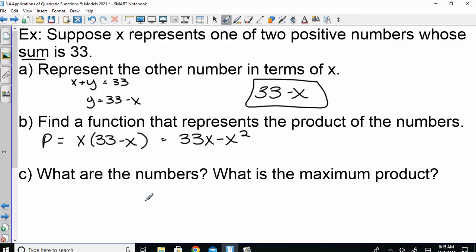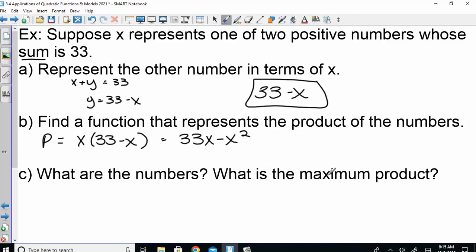All right, then part C. I want to know the actual numbers, and I want to know the maximum product. I should have probably asked, what's the maximum product first, and then what numbers are those? So what two numbers would give me a maximum here? What do I need to do to find the maximum of this?